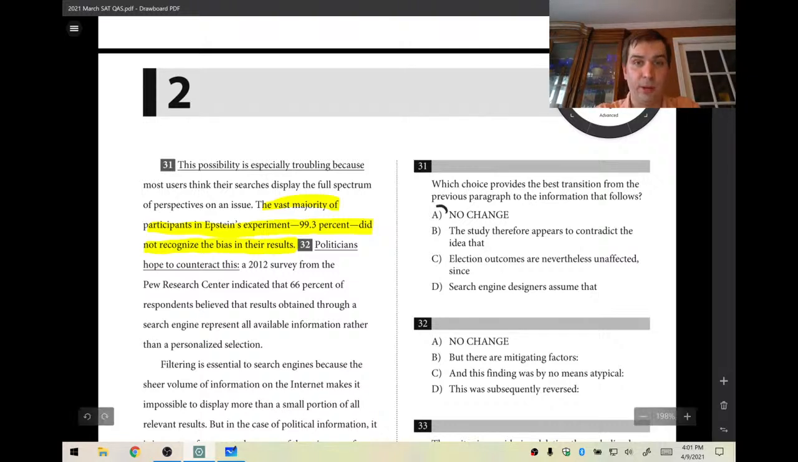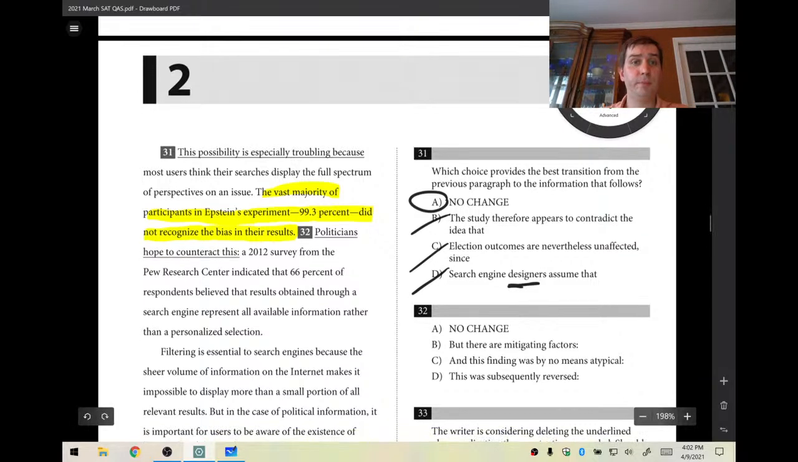So it is troubling. A, no change, does set up that information. It is especially troubling. We're not contradicting that idea. Unaffected is incorrect. And we're not talking about the search engine designers. We're talking about the search engine users. So that one was A, no change.